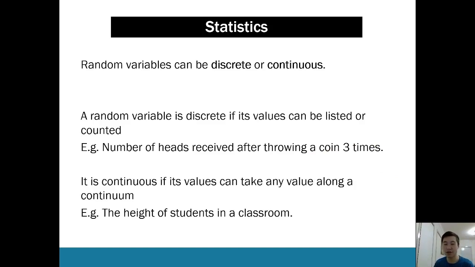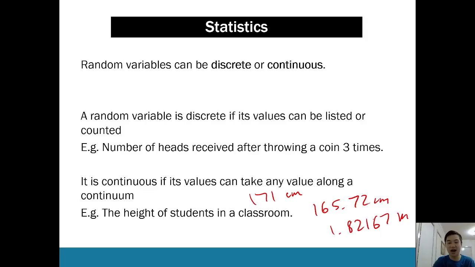However, a random variable will be continuous if its values can take any value along a continuum. For example, you might have the height of students in a classroom, because you could be 171 centimeters. You could also be 165.72 centimeters or 1.82 or 167 meters. Like, you just have all these values you can take on a continuum. So therefore it's continuous because there's an infinite amount of values along a continuum.